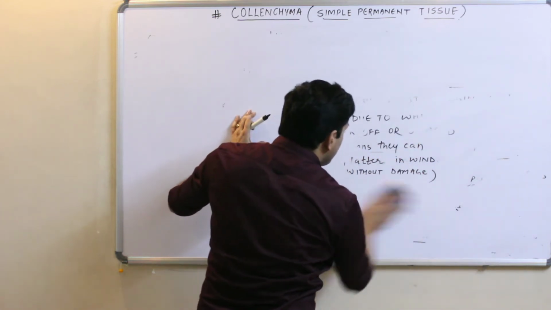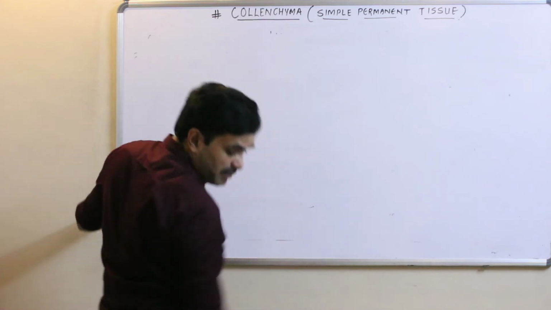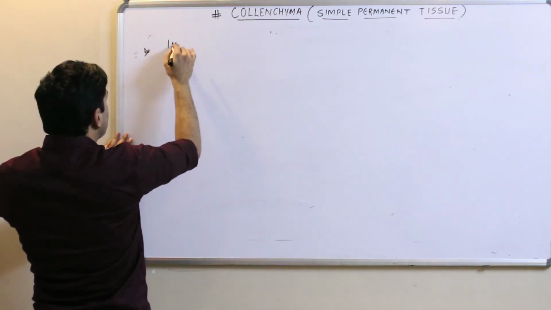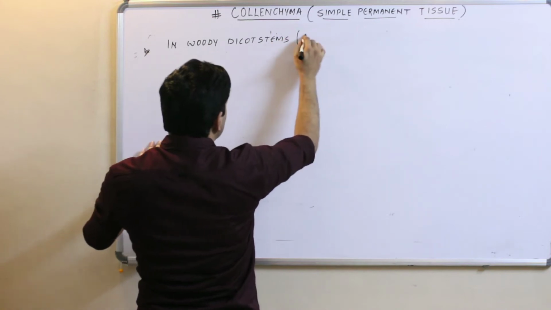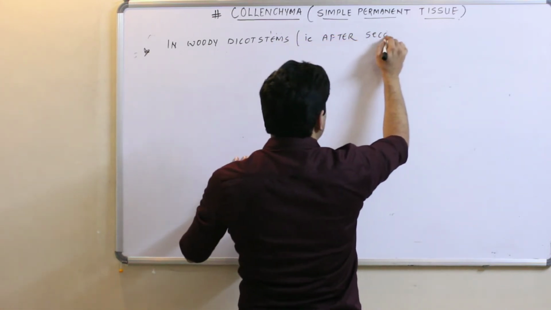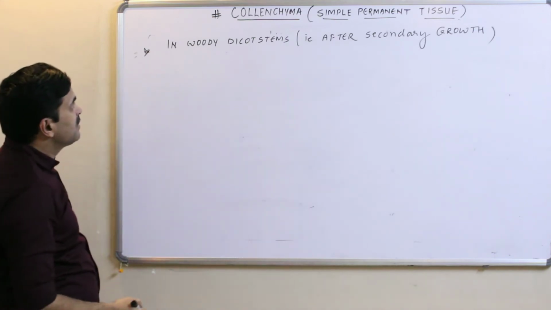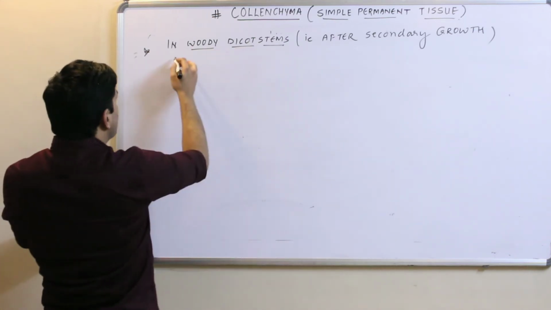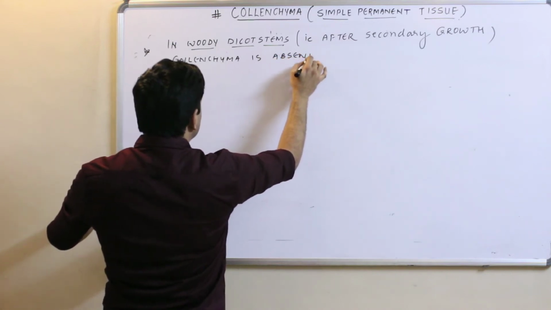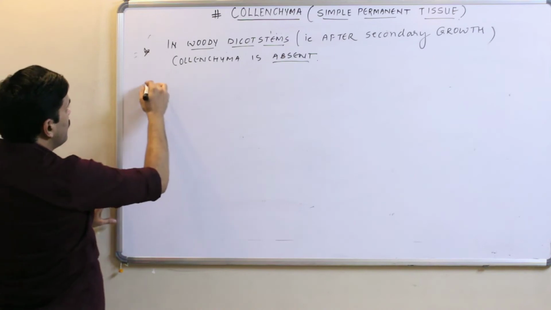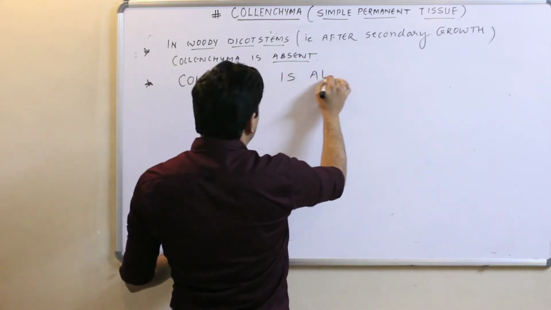Alright, so always remember that in young stems collenchyma was present, but in woody dicot stems, that is, after secondary growth, we know very well that secondary growth occurs in dicot stems, collenchyma is absent. Collenchyma is absent.